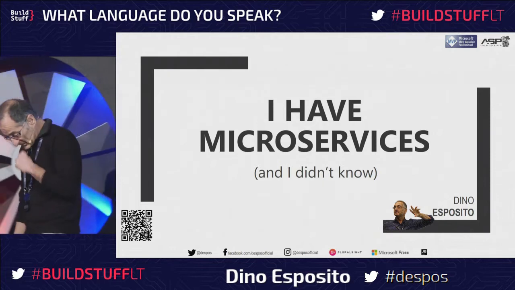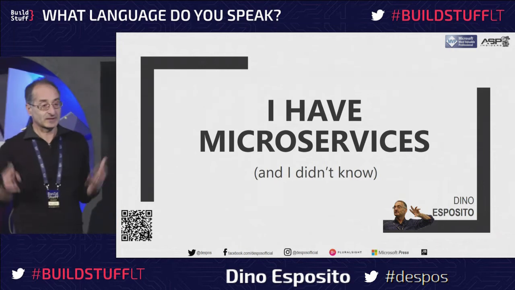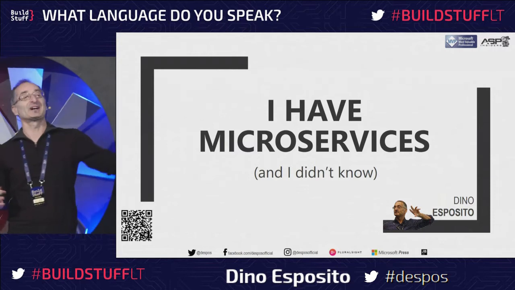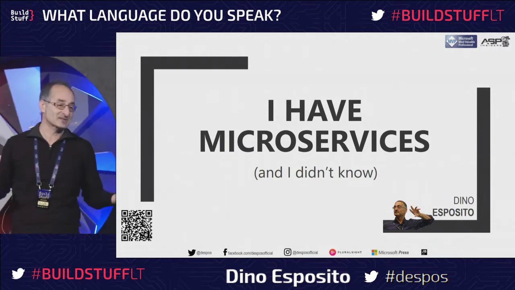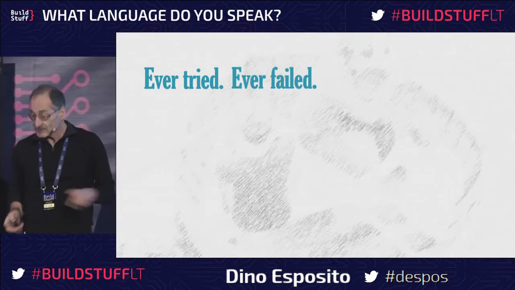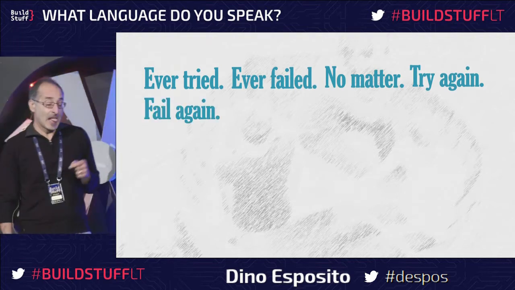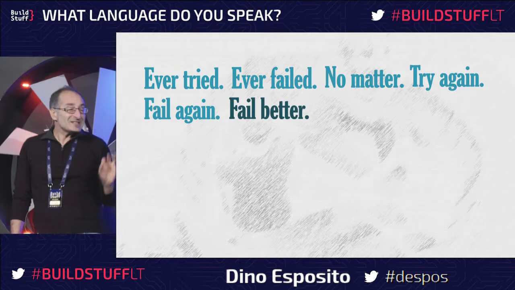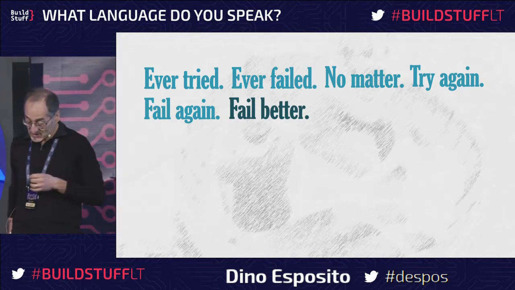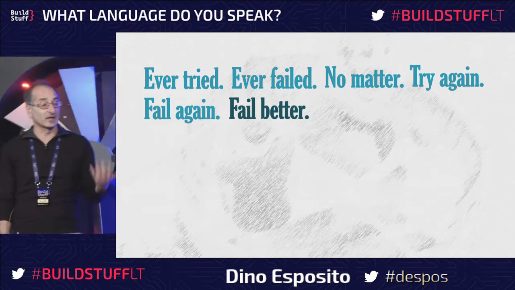So we didn't sit down at some point and discuss the perfect architecture. You never have enough time in development to make the perfect design. It just happens sometimes. So essentially, we tried, we failed, but no matter. We tried again, failed again, but at some point we realized that we just failed a little bit better than previous times. Now, "Ever tried, ever failed, no matter, try again, fail better" is nice as a sentence.